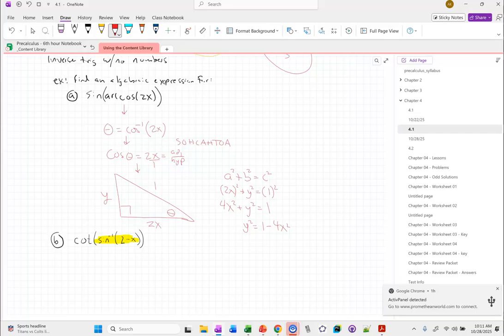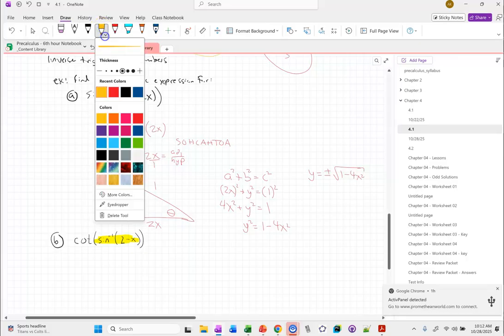Everybody feel good so far? And we want just y, not y squared. So what do we have to do? We'll square root both sides. Remember, when you square root both sides of an equation, it creates a plus or minus. But what is y representing? The distance. A side length of a triangle. So what can we say about it? It's always positive. It has to be positive.